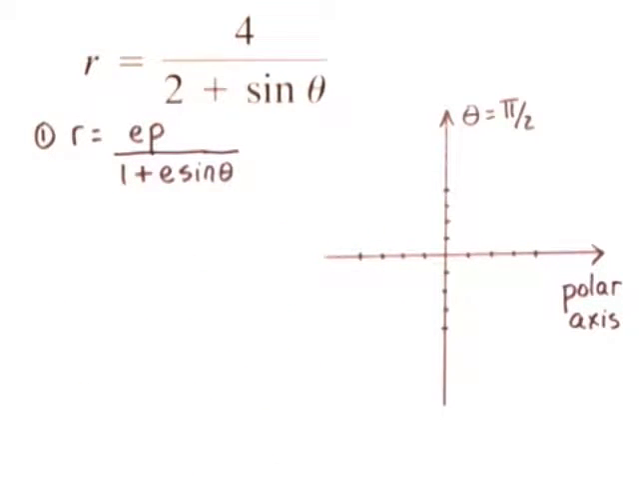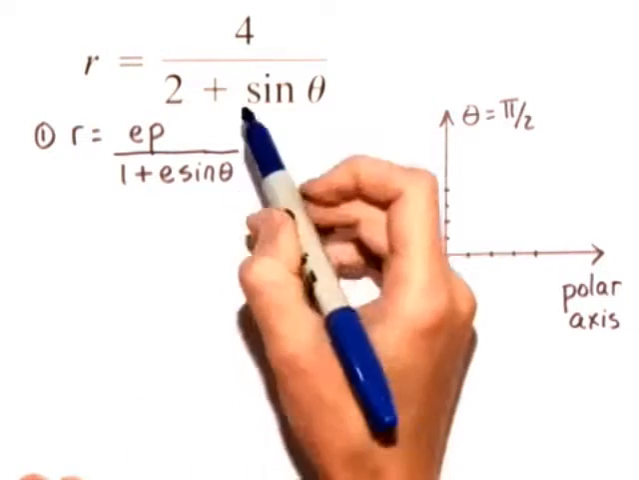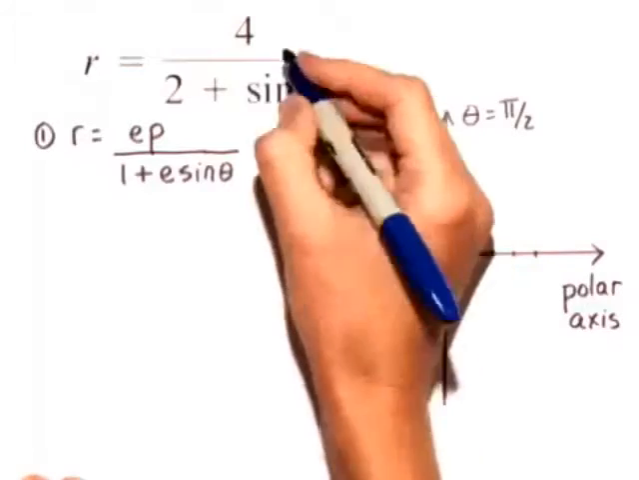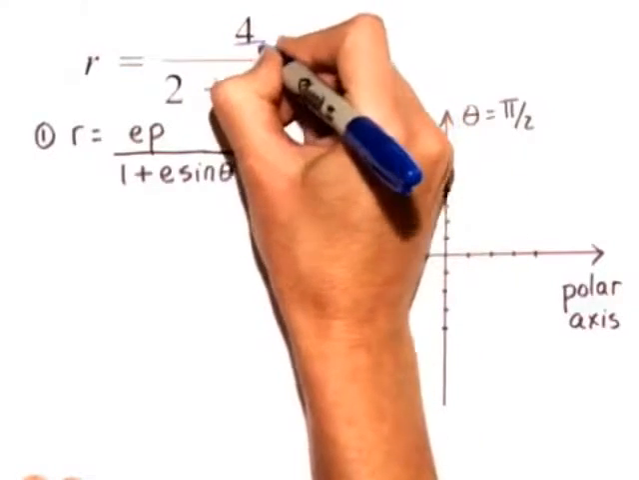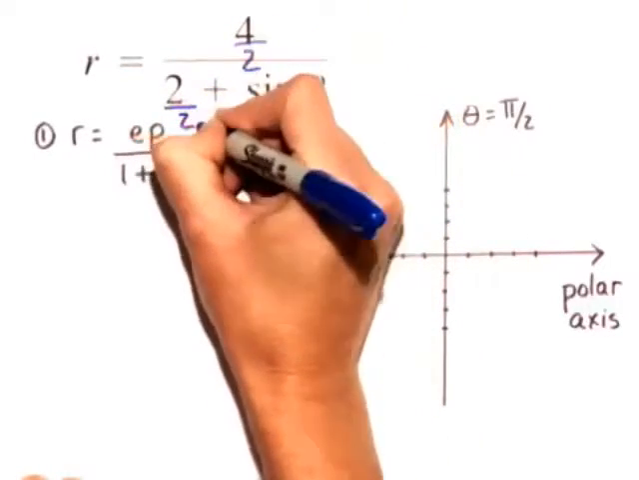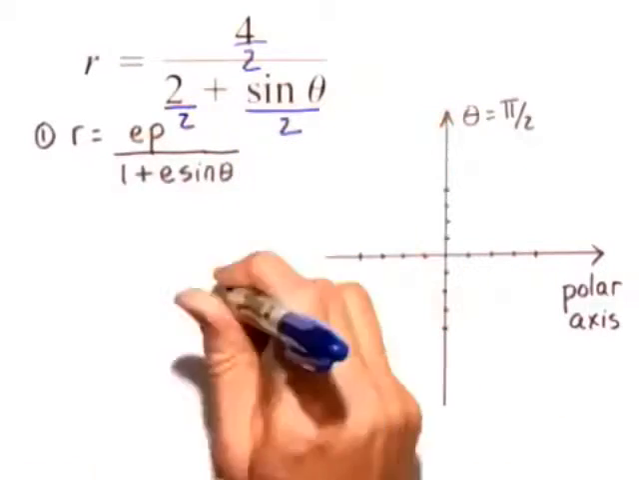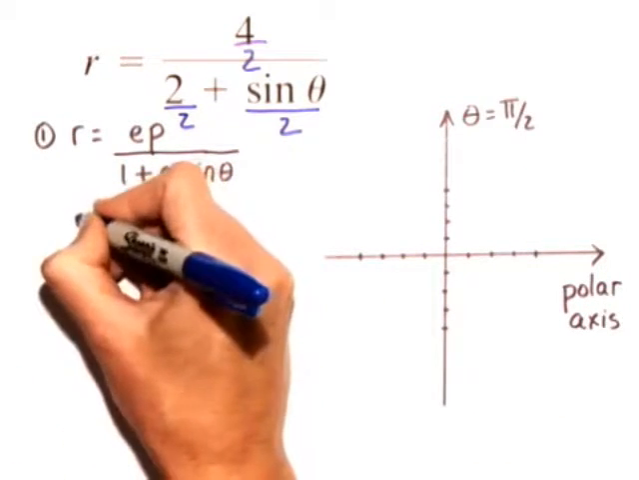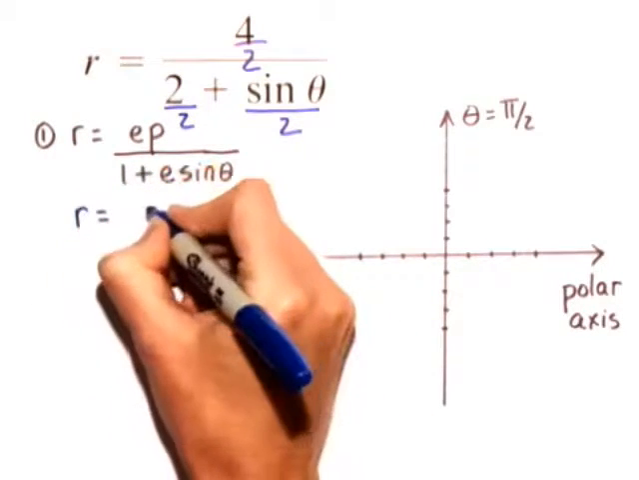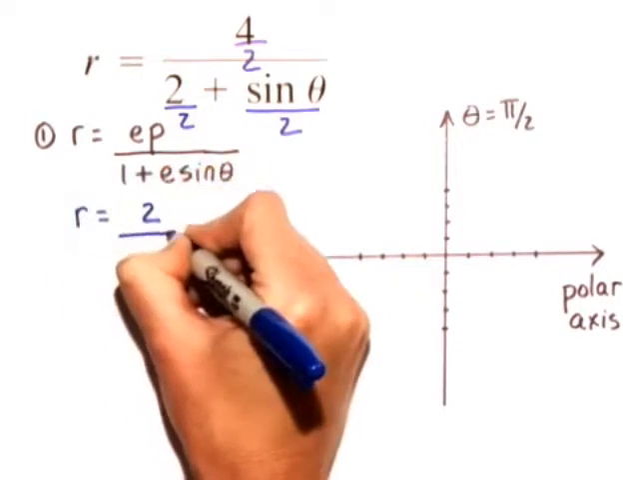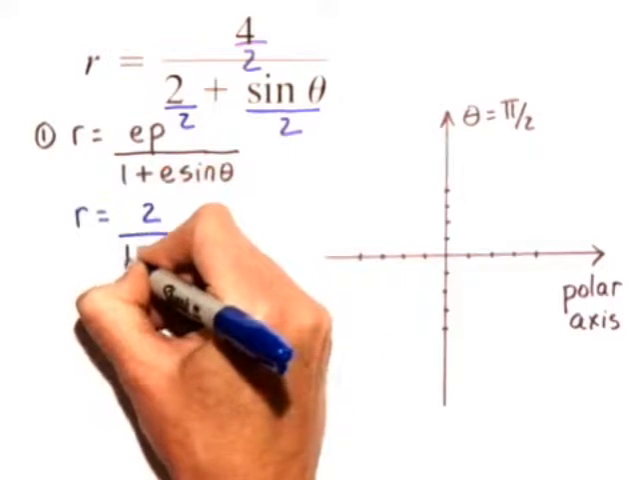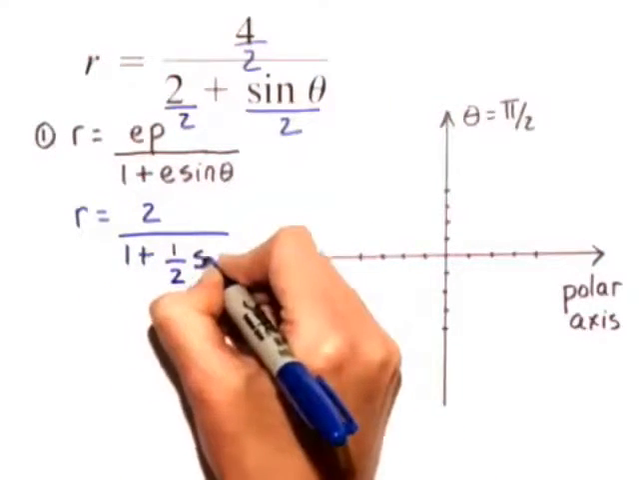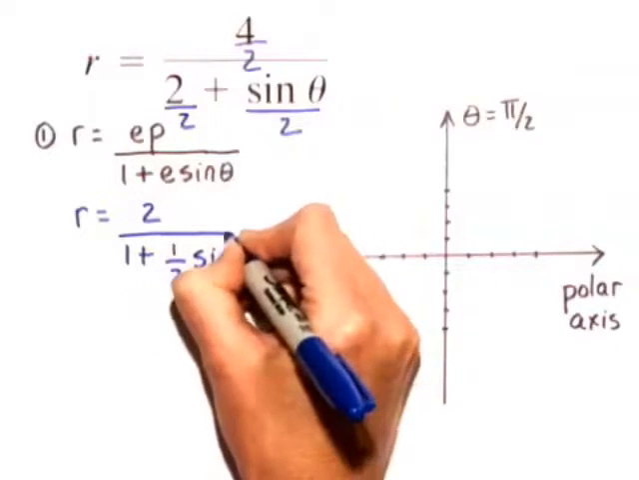So in order to get it in standard form, we'll take each term of the original equation and divide it by 2 on the right-hand side. So we'll have 4 over 2, 2 over 2, and sine theta over 2. Now I can write it in standard form. It becomes r is equal to, in the numerator we just have 2, in the denominator we have 1 plus 1/2 sine theta.